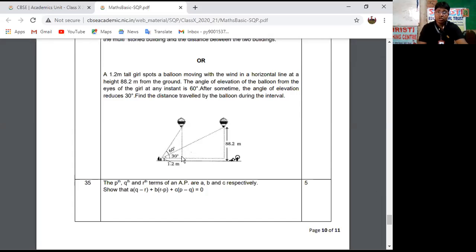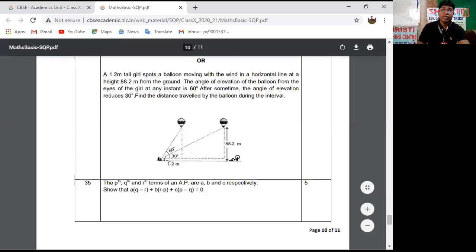So it is a very simple question. You have to consider these two triangles, and then apply the formula of the tangent of the angle of elevation, that means tan theta. So try to solve, which is given here. Try to solve here.